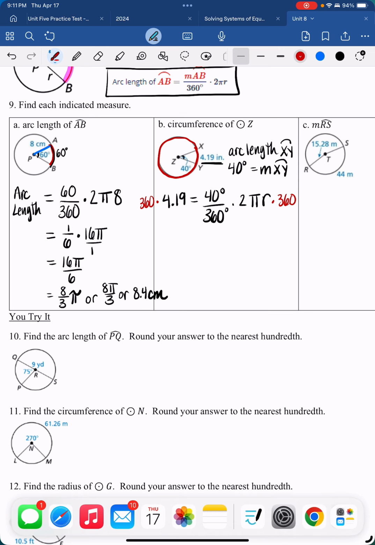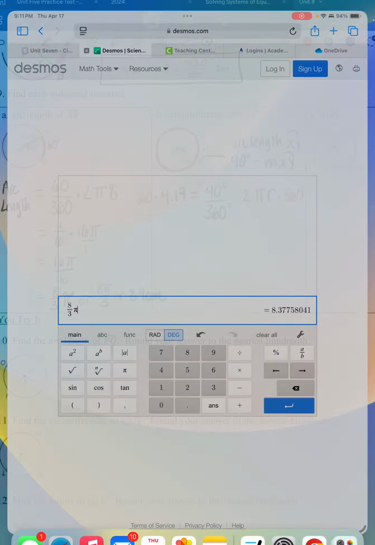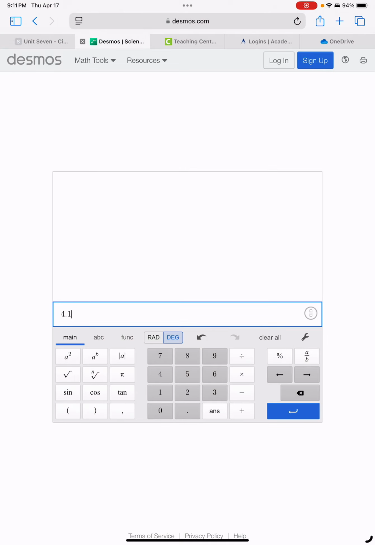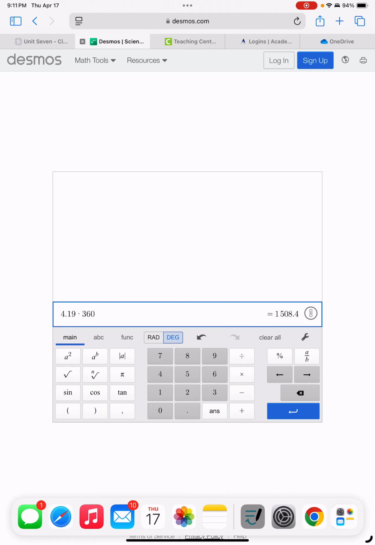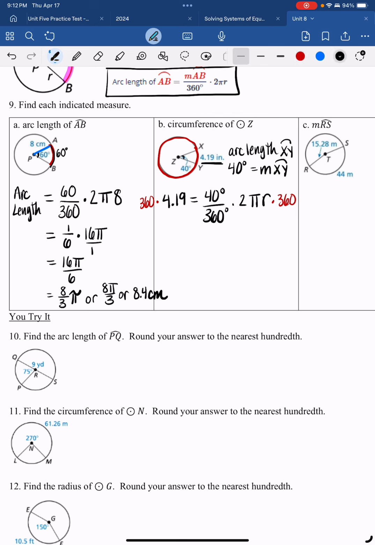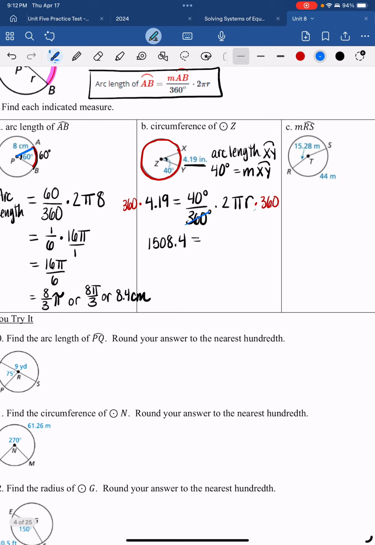Let's calculate that. 4.19 times 360. That's 1508.4. So 1508.4 equals, and then let's just keep track of what we're doing here. The divide by 360 and the multiply by 360, those are going to undo each other.